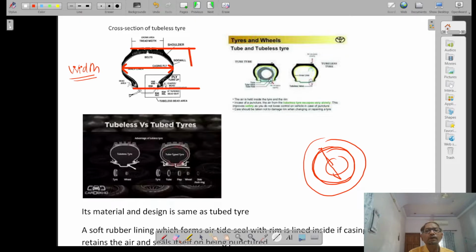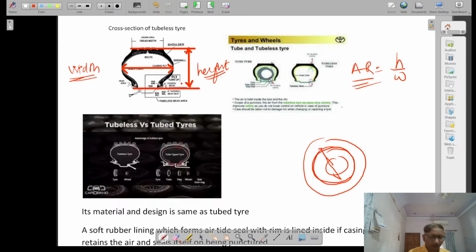This is the height. Just see, in the tire there is the width, this is the width and this is the height. So the ratio between the section height and the width is called the aspect ratio. This aspect ratio also has to be mentioned.